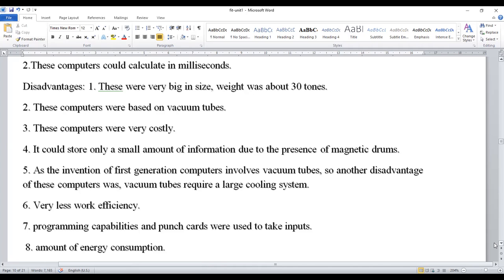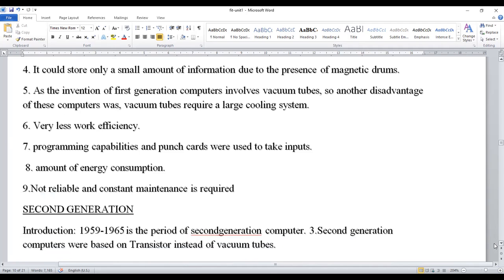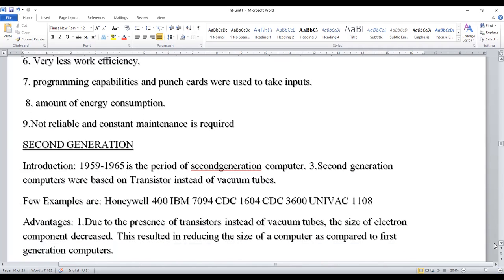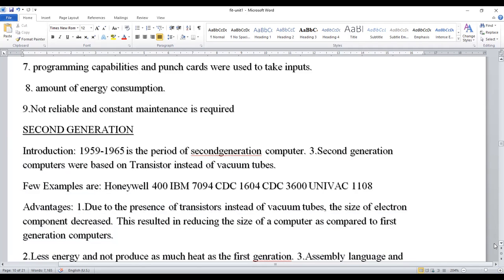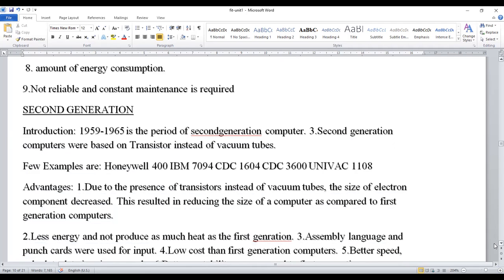So they used punch cards. What do you mean by punch cards? Punch cards are used to give input. And the amount of energy consumption is very high. They were not reliable, meaning there would always be some kind of error, and constant maintenance was required, so maintenance cost is also high. Okay, these are the features of first generation computers.